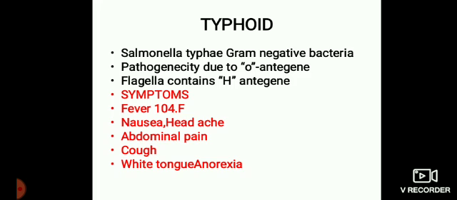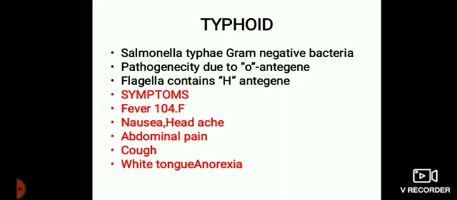Typhoid. Typhoid is another disease. You must have heard about typhoid. It's caused by the bacteria Salmonella typhi. It is a gram-negative bacteria. Gram-negative means it is a staining property. The bacteria has flagella with H antigen and body with O antigen. So when the serum of the patient is mixed with this bacteria, it causes agglutination.